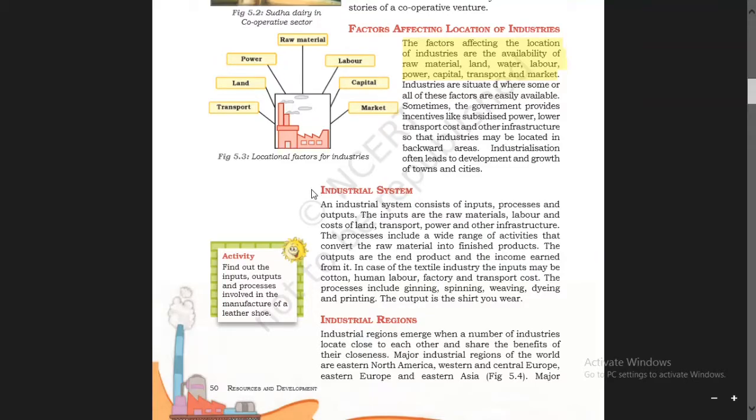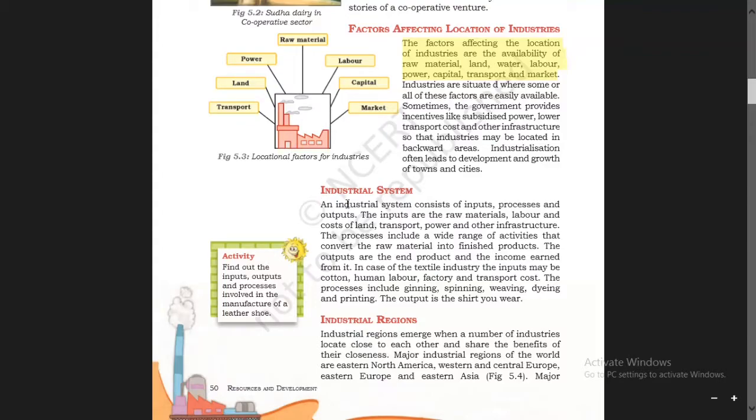So industrialization often leads to development and growth of towns and cities. If any industry is established, you will find that the surrounding area is developed in a very good way. So what does it mean here?